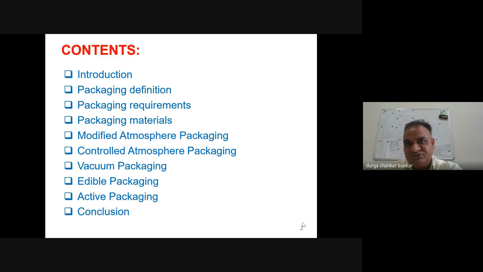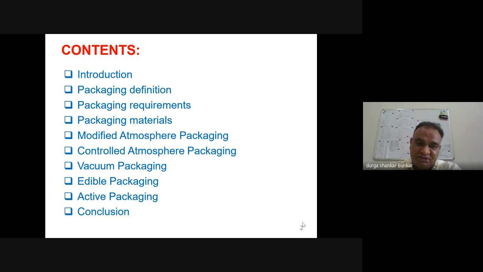As you know, we have the diversity of food groups. Basically, food is available in different categories, like grains, fruit and vegetable, milk, and meat and meat products. So there are various categories, and definitely the packaging requirement depends on the food and their categories also. That is an important factor.